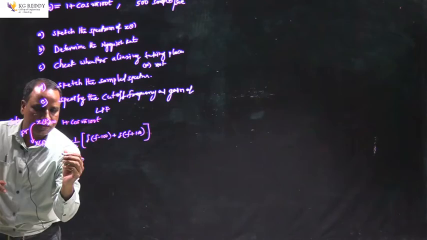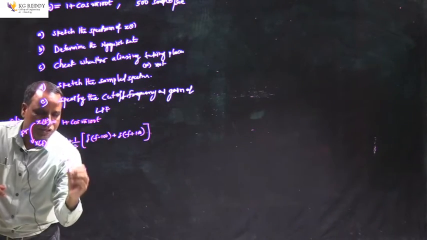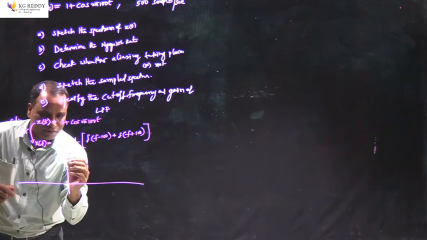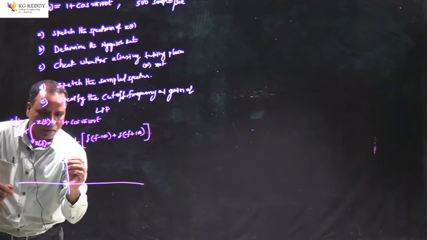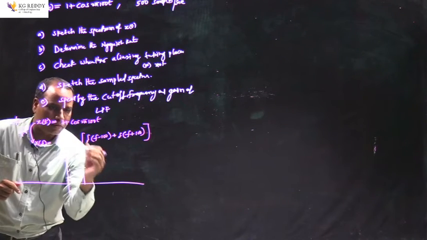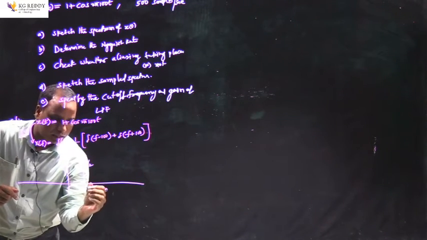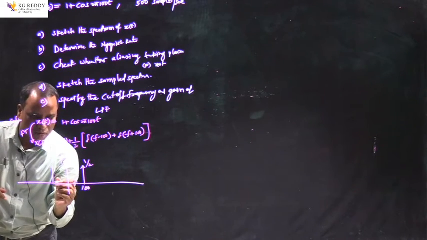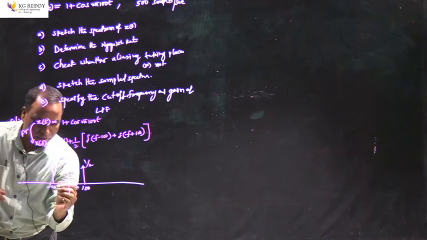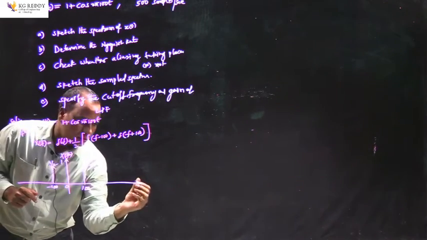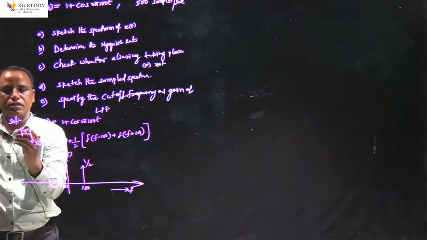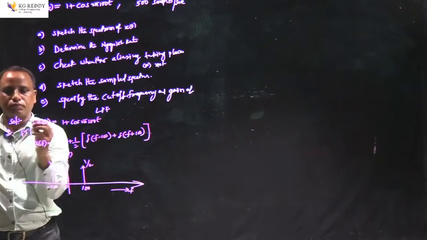So how do you sketch this? X of f can be sketched as: this del of f, the amplitude at origin is 1, and another impulse function with an amplitude of 1 by 2 at 100, another with an amplitude of 1 by 2 at minus 100. So this is x of f. This is the solution for A.